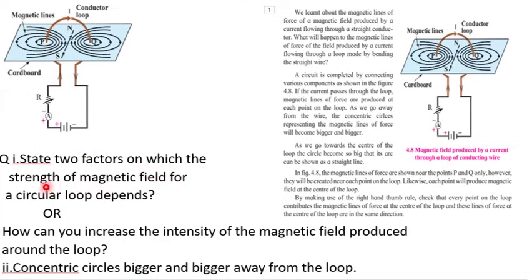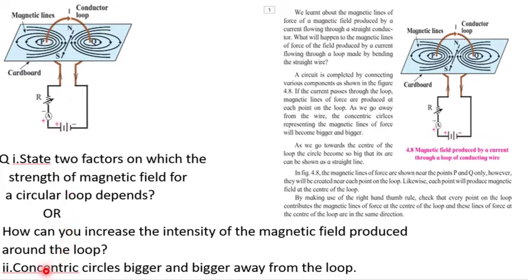Here, state the two factors on which the strength of the magnetic field for the circular loop depends, or how can you increase the intensity of the magnetic field around the loop. Here is the loop, and when current is passed through the loop, a magnetic field is produced around the loop, and it is seen in the form of concentric circles. How can you increase the intensity of the magnetic field? The intensity of the magnetic field can be increased by increasing the current, or by increasing the number of turns of the wire in the loop.